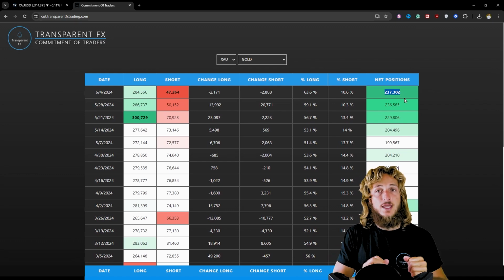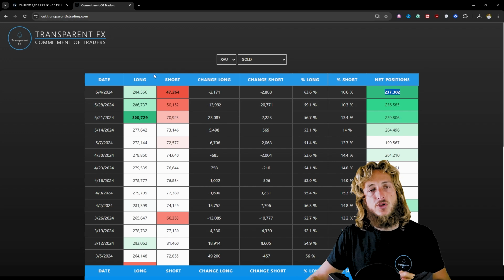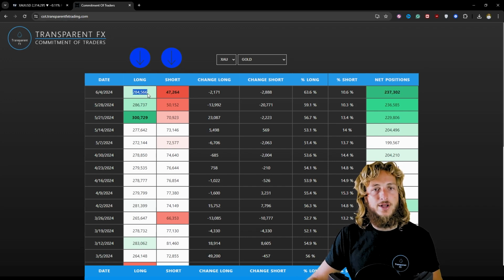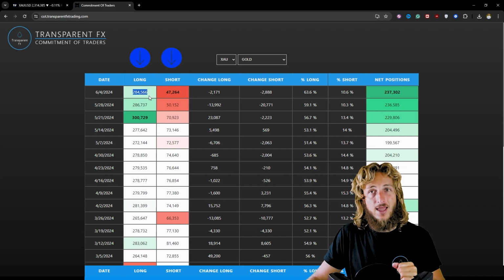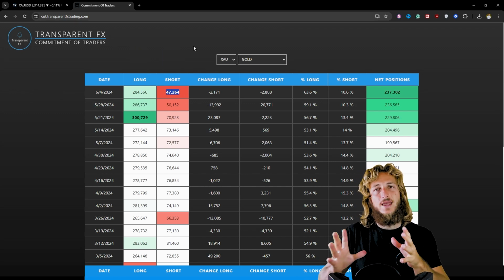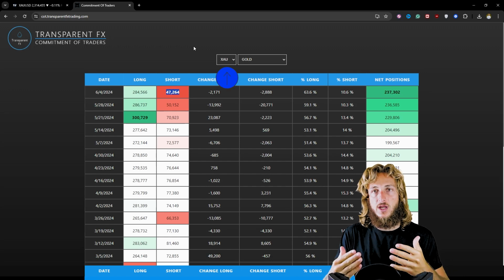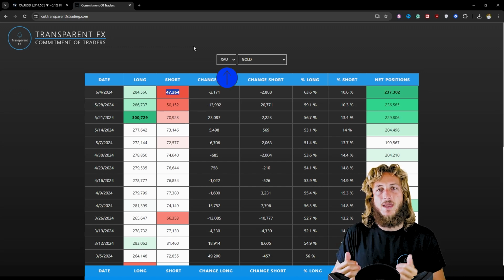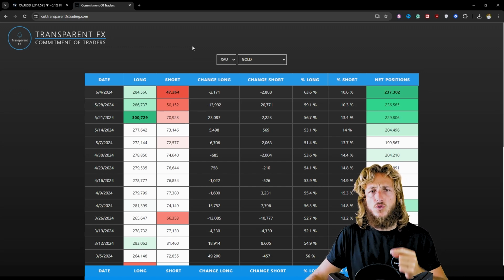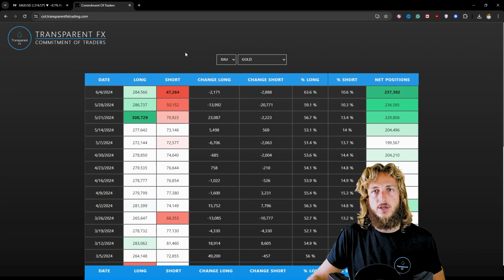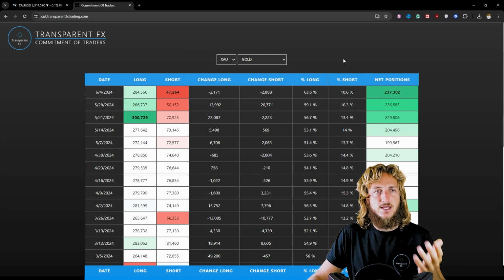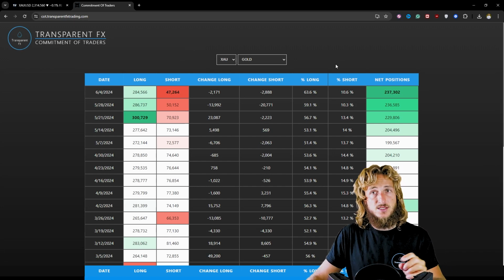So a huge increase of the net positions, reaching all the way up to 284.5k longs compared to only 47.2k shorts. So institutions have been moving aggressively back to the bullish side for gold, therefore making it stronger. So as institutions are longing gold in a situation like this, what could we expect? Well, let's move back to the chart.